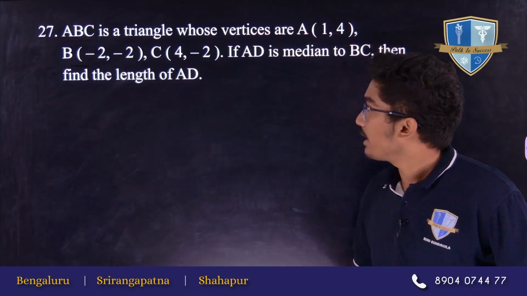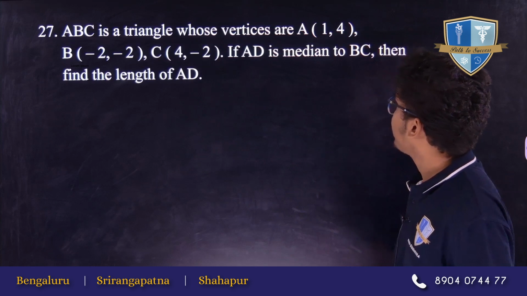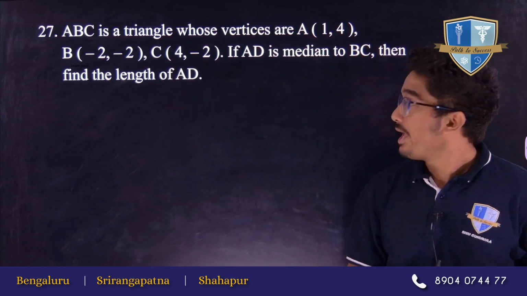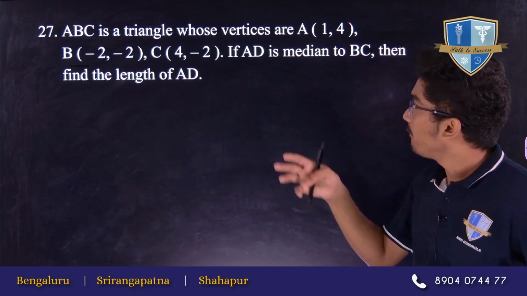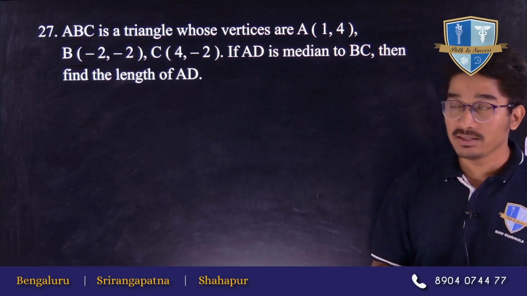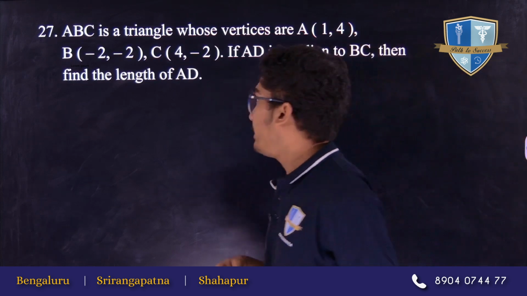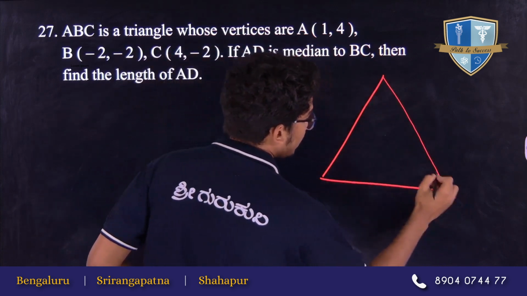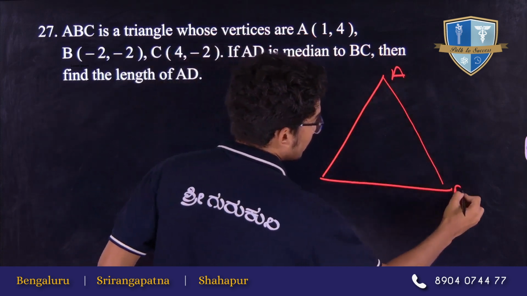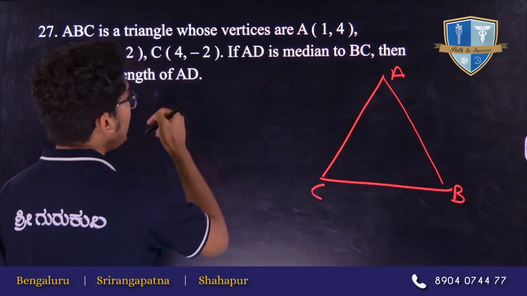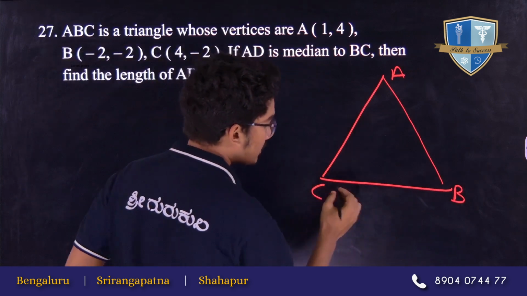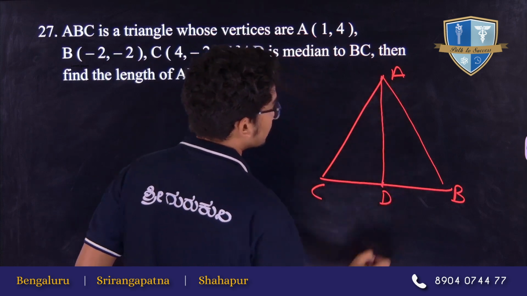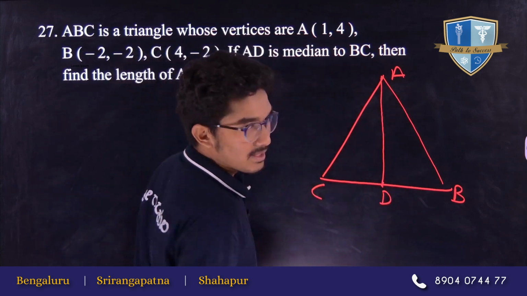In this question, ABC is a triangle whose vertices are A (1, 4), B (-2, -2) and C (4, -2). If AD is a median to BC, then find the length of AD. So we have a triangle ABC, and AD is a median on BC. So this is our D and AD is the median. We are supposed to find the length of this median.